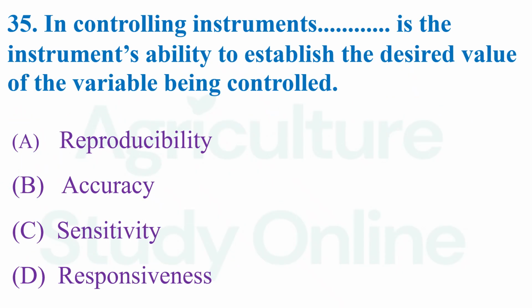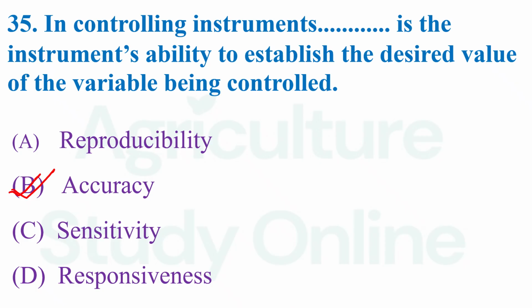Question number 35. In controlling instruments, dash is the instrument's ability to establish the desired value of the variable being controlled. Means the question is asking which term describes an instrument's ability to establish the desired value, means the true value of the controlled variable. So the term is accuracy. So accuracy means how close the measured or the controlled value is to the true or the desired value.